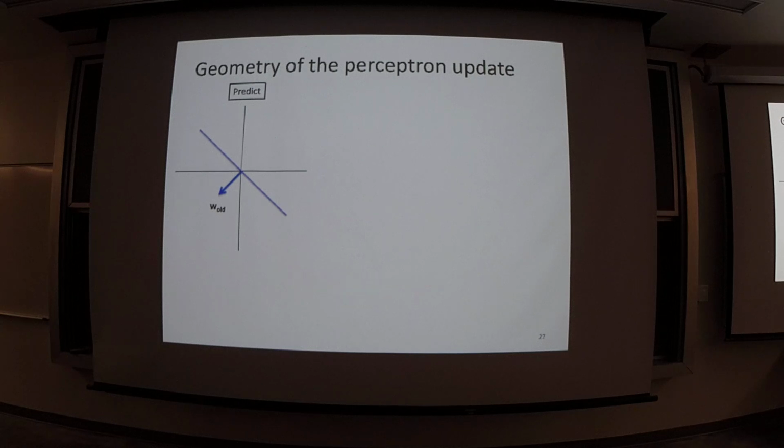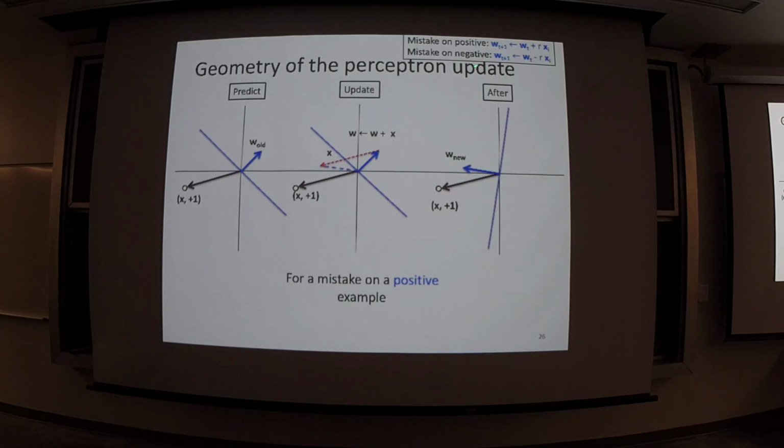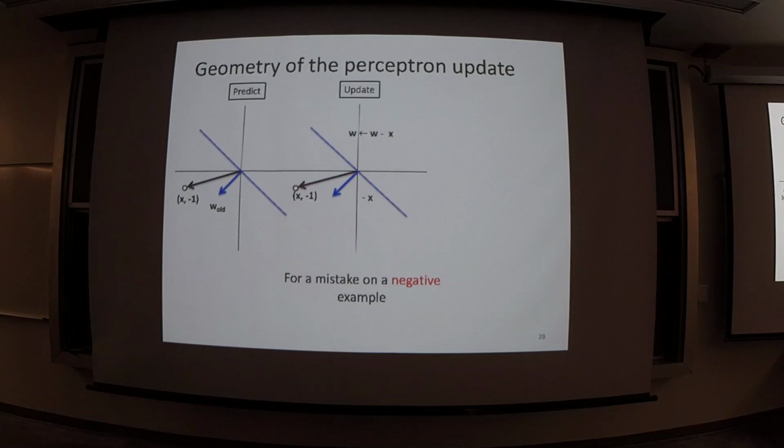Just read the rule here. When we make a mistake on a negative example, we subtract the current input vector x_i from the current weight vector. Suppose we set r to be 1. That means we're going to subtract x from w. That means we need to first find the vector which represents minus x. So what's that vector? You just switch the start and end. So this is minus x.